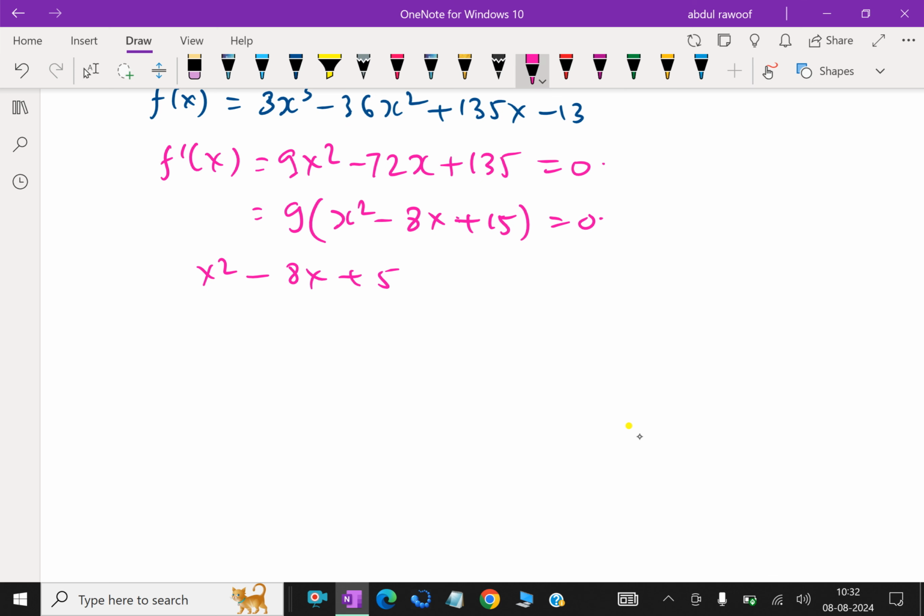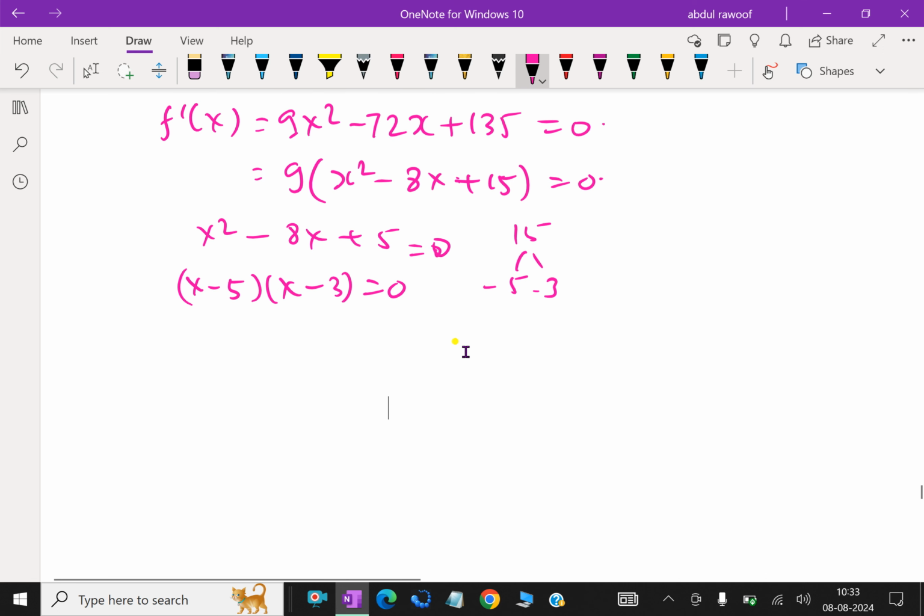Then we have to factorize x squared minus 8x plus 15. 15 is 5 into 3, so both minus. Therefore, x minus 5 into x minus 3 equals 0. Since 9 is not 0, we remove this 9 and factorize this quadratic, x squared minus 8x plus 15 equals 0. These factors are x minus 5 and x minus 3. Therefore, x equal to 5 and x equal to 3. These are the critical values.